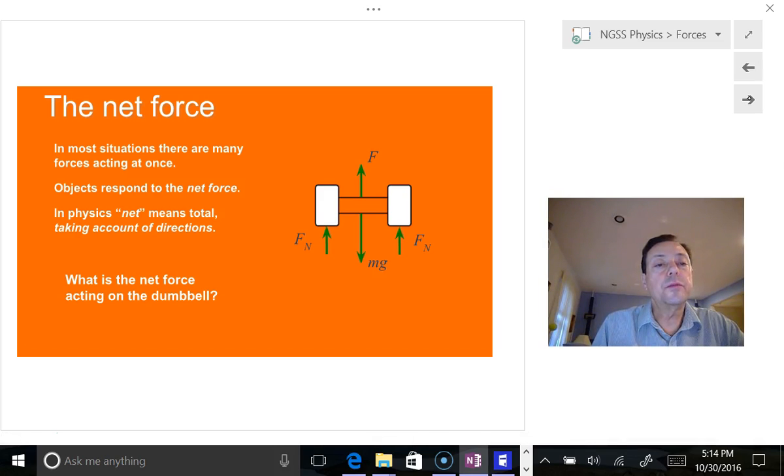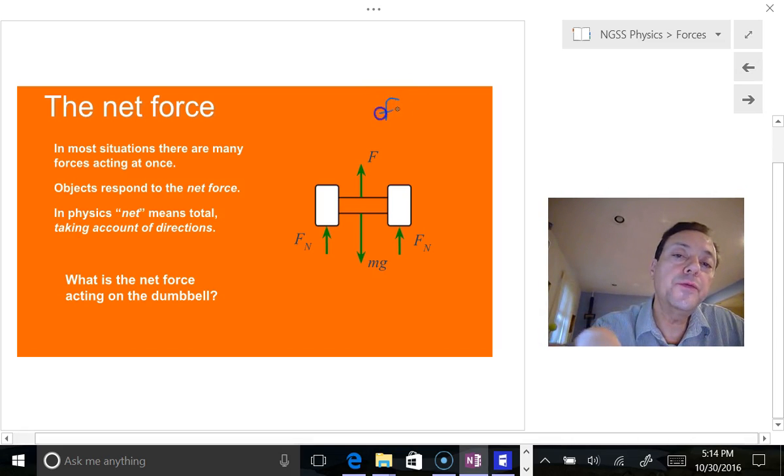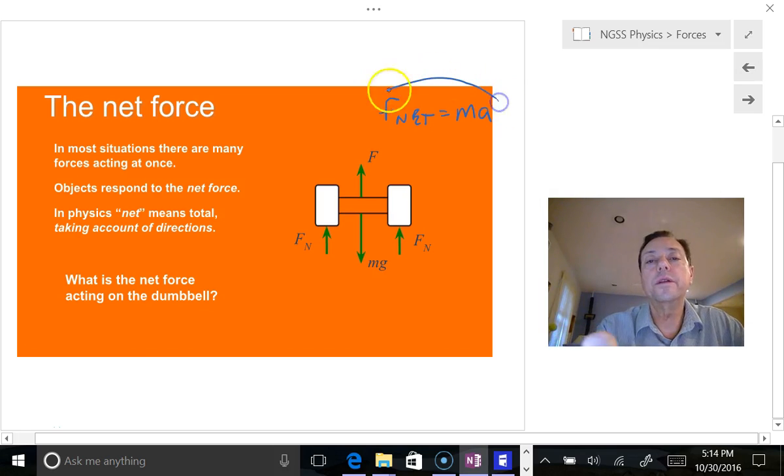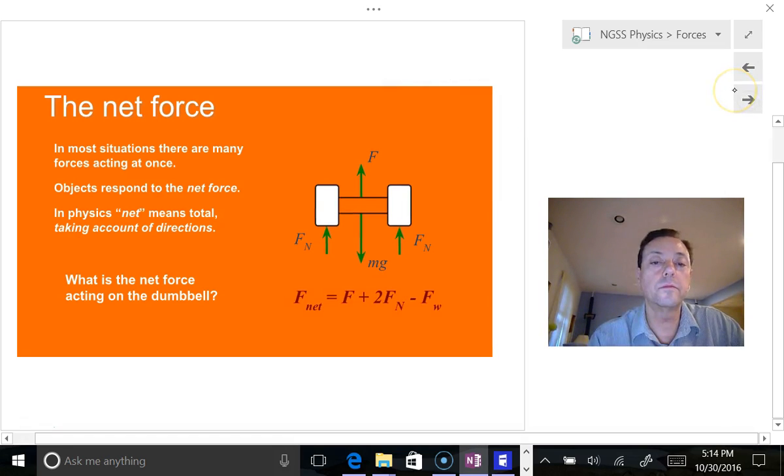In most situations, there are many forces acting at once. Objects respond to the net force. I said this before, but it's important to emphasize the force in the second law is the net force. The net force is the thing that makes the mass change its motion. So F net here is the applied force acting up, plus the two normal forces also acting up, minus the force of the weight, which acts down, so that has a negative sign.